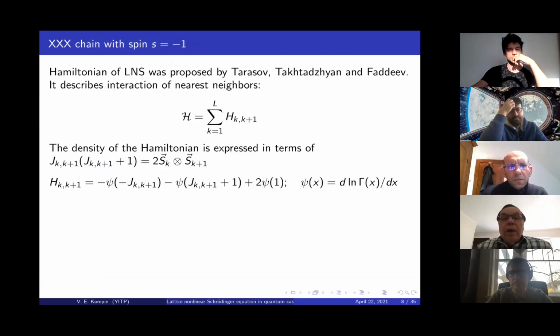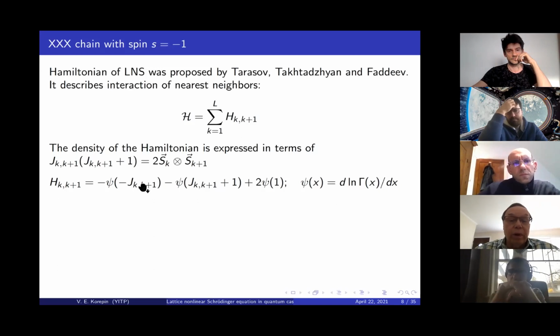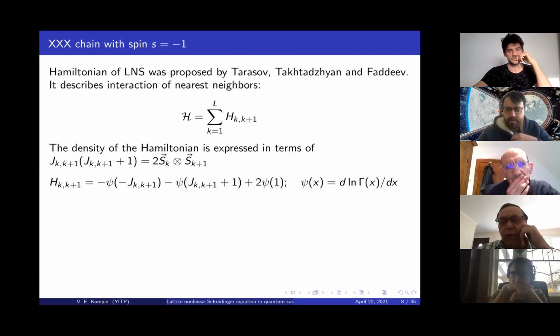Okay, the L operator. How about the Hamiltonian? The Hamiltonian was constructed by Tarasov, Faddeev, and Takhtajan, and it describes the interaction of nearest neighbors. The Hamiltonian can be written in terms of psi, the logarithmic derivative of the gamma function, and the argument J is a solution of this quadratic equation. But in this quadratic equation, everything commutes. So I can use the Viète formula with a square root and put it in, and that will be the expression of this Hamiltonian, the lattice nonlinear Schrödinger.